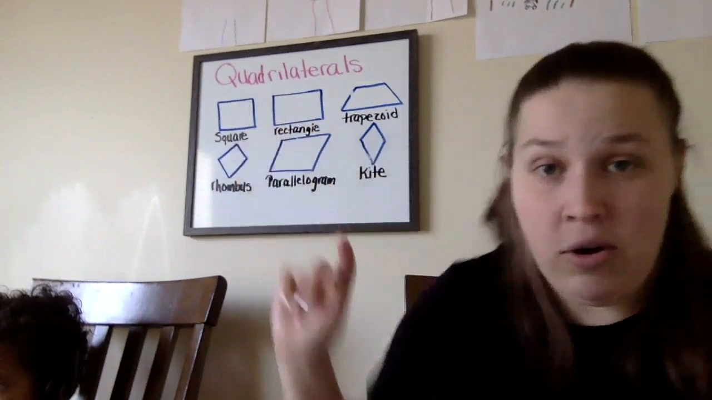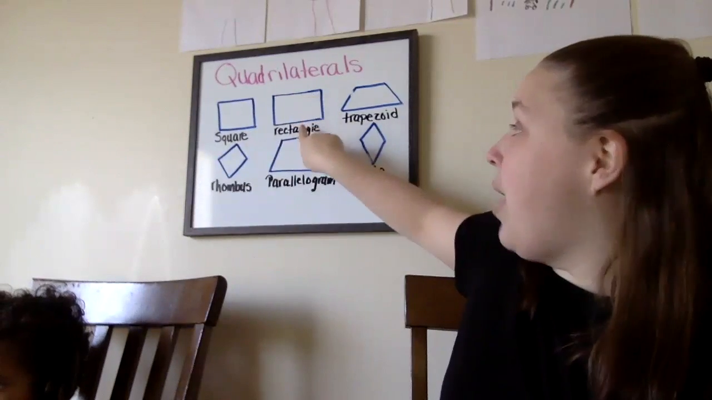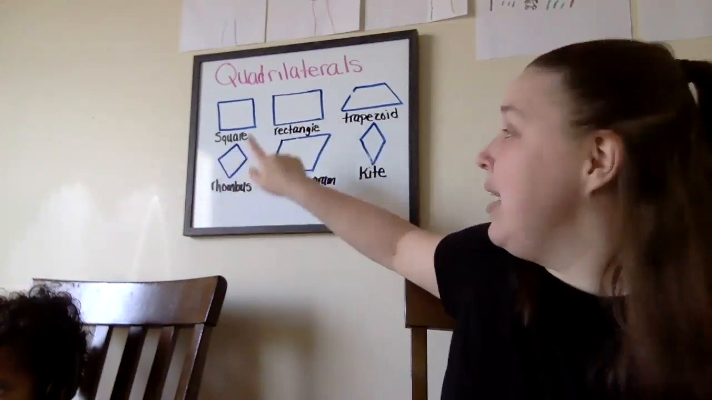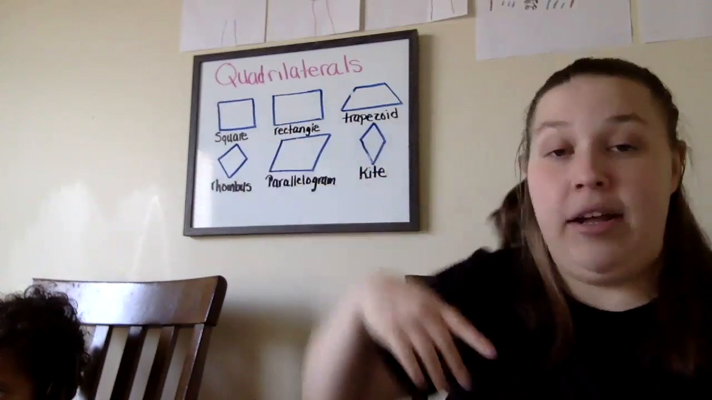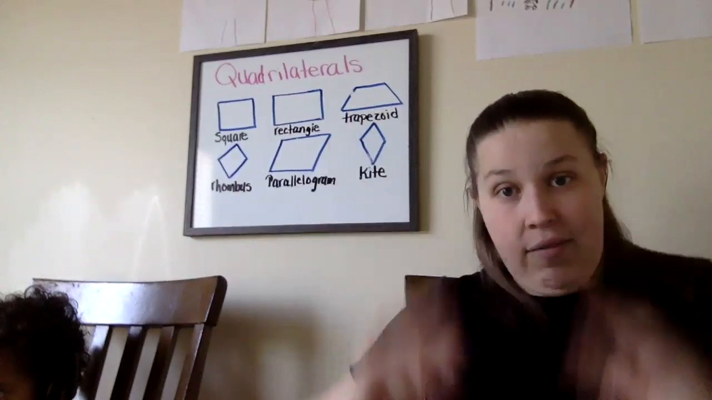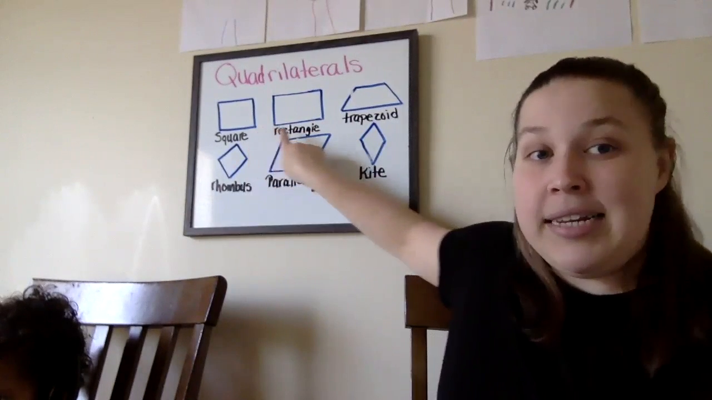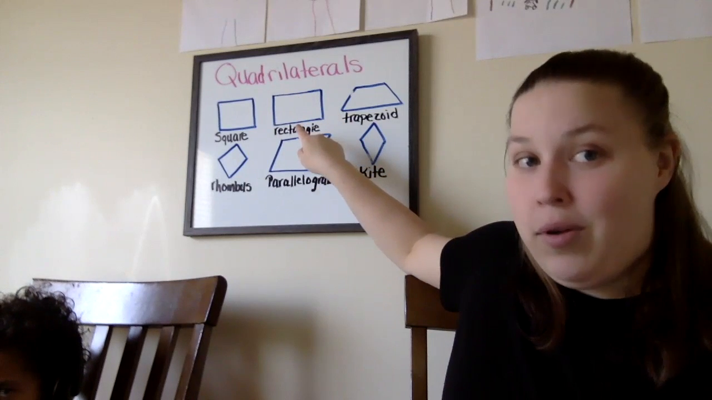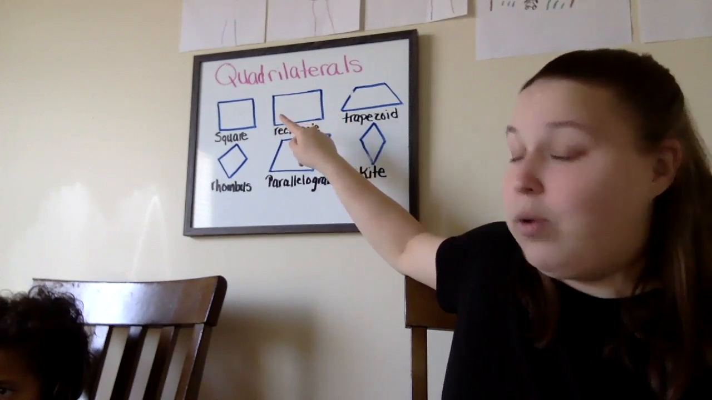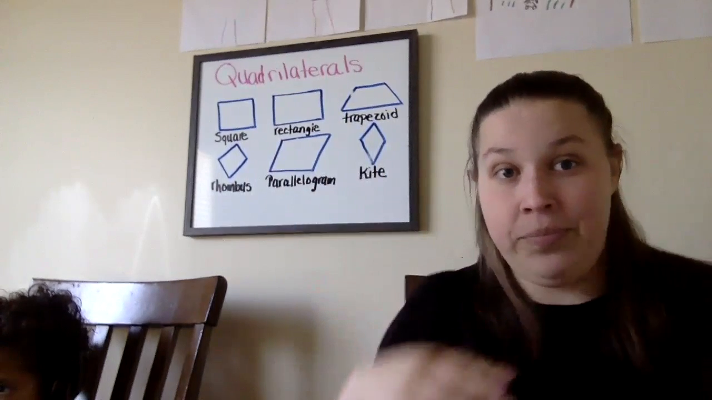So a rectangle, opposite sides are parallel, so the top and the bottom are parallel. They'll never meet if this line kept going on forever. And then the 2 sides are parallel. They'll never meet if they were going on forever. So the difference between a rectangle and a square is that a rectangle has opposite sides that are equal. So not all 4 sides equal, just the opposite, just the parallel lines are equal, okay?